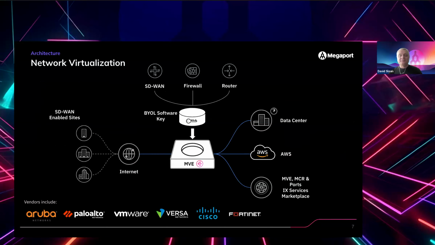So what does this look like? Here is an example of a customer deploying an SD-WAN license, but they could be equally a virtual firewall or a virtual router license into the MVE. And in this case, in the diagram, it's an SD-WAN license, and this just becomes another SD-WAN element in your management SD-WAN portal. And this solution gives access to the branch sites on the left, which have their own local internet access, then tunneling over the Megaport internet into the MVE and on into the Megaport ecosystem. And that could include data centers or other MVEs or other CSPs.